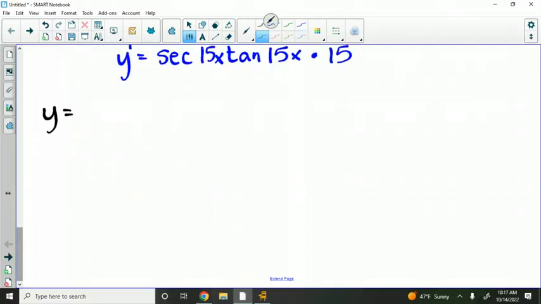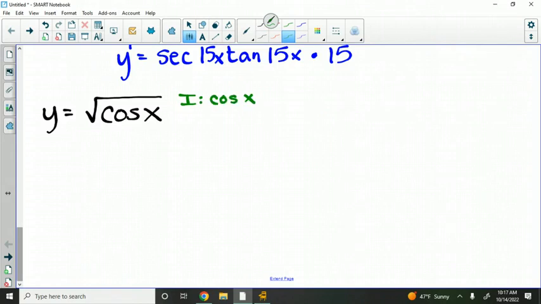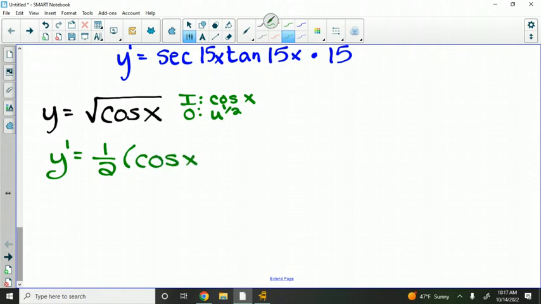Let's do y equals the square root of the cosine of x. Here, the trig is the inner part. So the inner part is the cosine of x. The outer part is the 1/2 power. I'm going to write that as u to the 1/2. Okay, now we're ready to derive. So if we derive u to the 1/2, we're bringing 1/2 down, but keep the inner and subtract 1 from the power. So that's our derivative of the outer, keeping the inner, times the derivative of the inner.